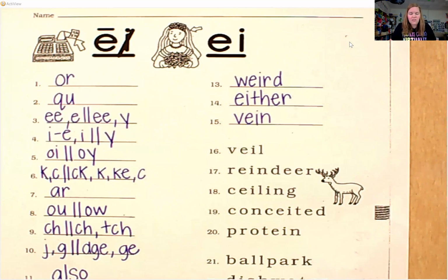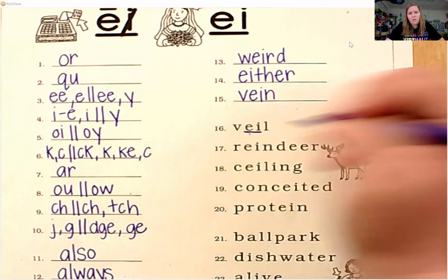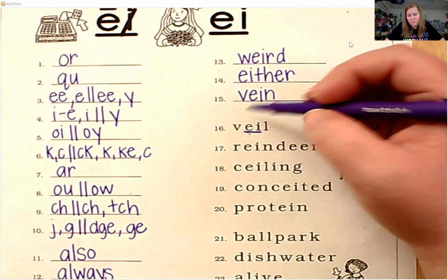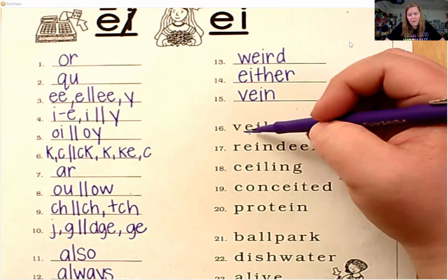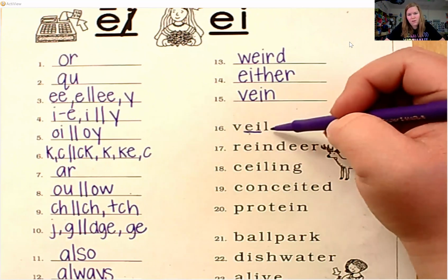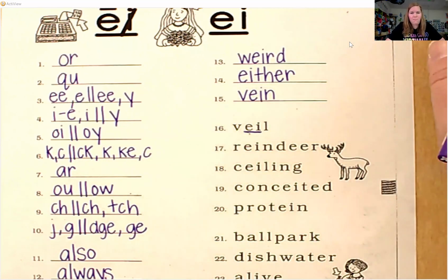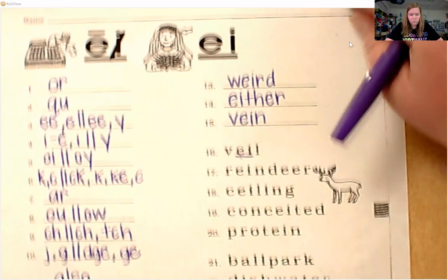So now let's practice coding and reading words with digraph EI. So for number 16, I see digraph EI, so I'm going to underline that. Remember, this can say E or A. If it's pronounced with an E, this is the eel, or it can say A, the ale. We want this to say veil, so we're going to leave it how it is. A veil, like what a bride wears at a wedding. Okay.